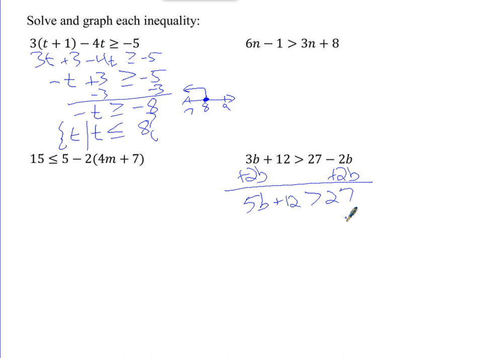And look, it looks like 12, 727 there. So I'm going to put a little tick mark on that 7 to make it look a little bit more like it should. Now what? Okay, subtract 12 from both sides. Five b is greater than 15. Now what? Divide by 5. B is greater than 3.